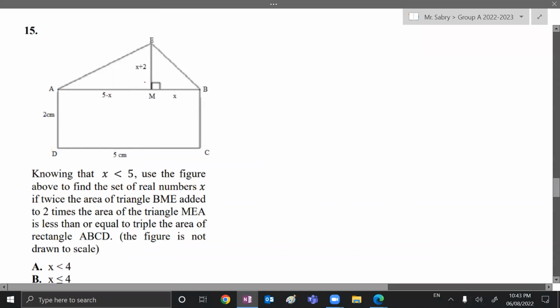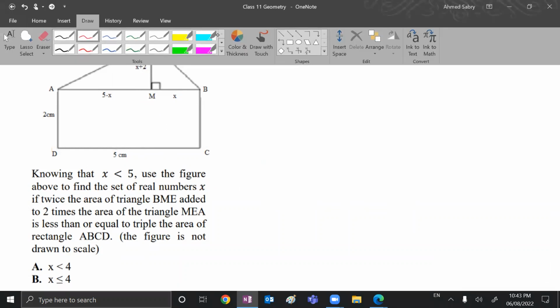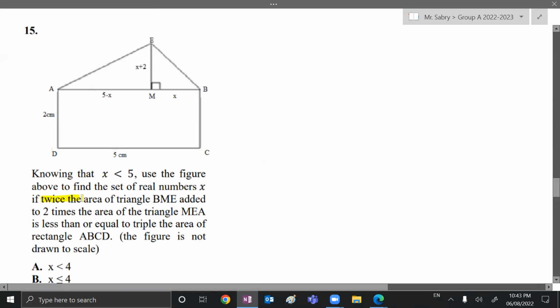Again, we see a shape that consists of smaller shapes, a complicated shape, so we have to split it into smaller ones. Once we do that, we can easily see that there are two triangles and one big rectangle there. They say that x is less than 5. Use the figure above to find the set of real numbers if twice the area of triangle BME plus 2 times the area of triangle MEA is less than or equal to triple the area of rectangle ABCD.